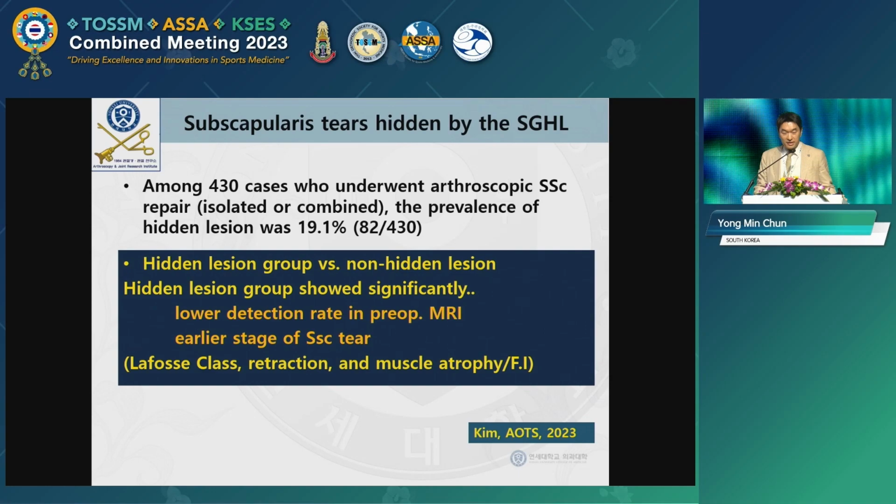We wondered and investigated the prevalence of this hidden lesion in subscapularis tendon tears requiring repair. It was 90% of our cases. Also, we compared the hidden lesion with the non-hidden lesion. This hidden lesion shows a significantly low detection rate at preoperative MRI and an earlier stage of the subscap tear.